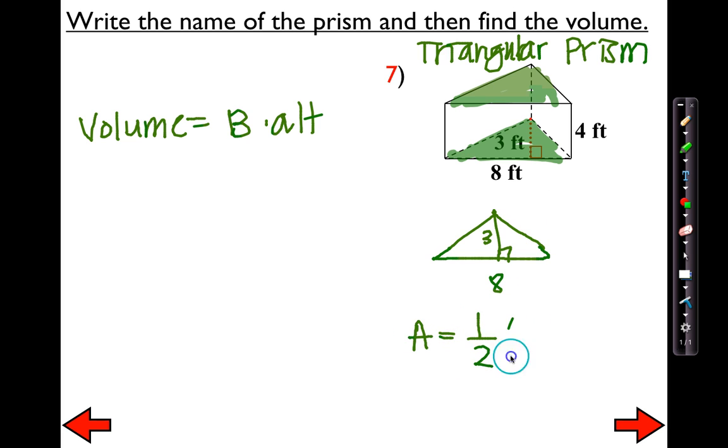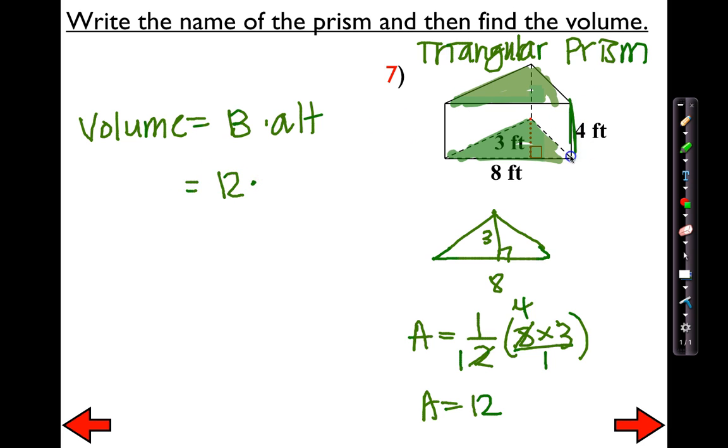Well, it's 1/2 base, which is an 8, times the height, which is a 3. Now, I can't cross cancel between 2 and 8, so I'm going to go ahead and do that to make the number slightly smaller. 2 divided by 2 is 1. 8 divided by 2 is 4. If it helps you, you can put it like that so you can see. So I'm going to get that the area is 12. So what is the area of the base? The area of the base is 12.